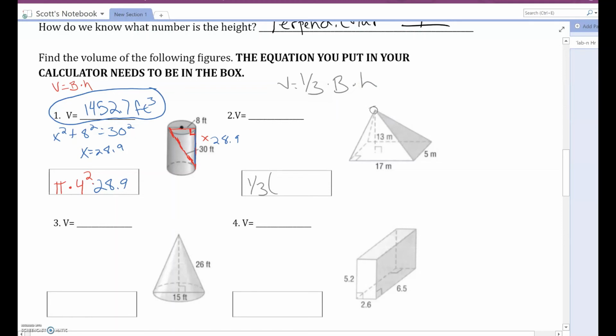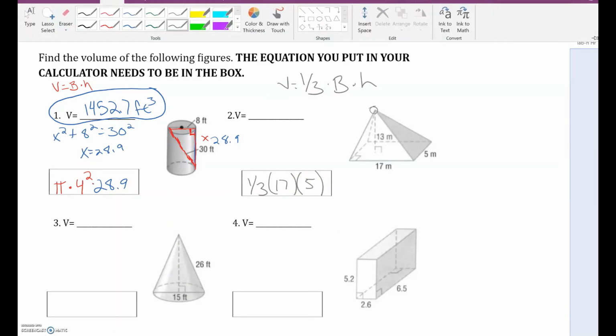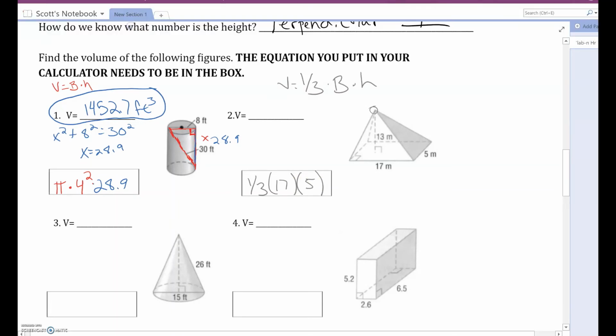So then I need to ask myself, what's the base? With this, it's opposite the point. My base here is a rectangle. To find that would be 17 times 5, base times height. Then I need to multiply all of that by the height of the pyramid. So it's like we're filling that bottom part with water. And then we're like, well, what's the depth? How high do I need to fill it? So times 13.